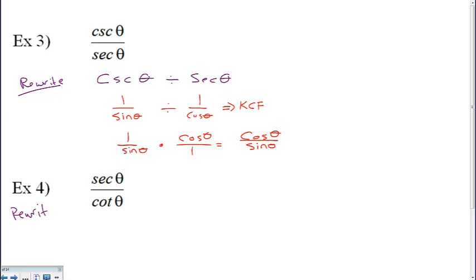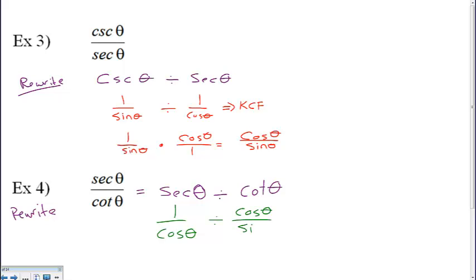Same thing with example 4. Rewrite it so that it appears linearly. Secant of theta divided by the cotangent of theta. Next, rewrite your problems in terms of sine and cosine. Secant of theta is equal to 1 over cosine of theta. Keep your operation of division. Cotangent of theta can be rewritten as cosine of theta over sine of theta.